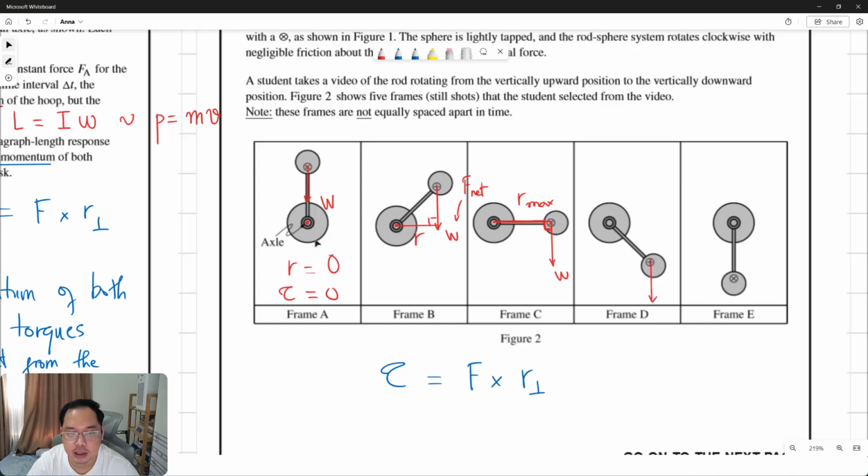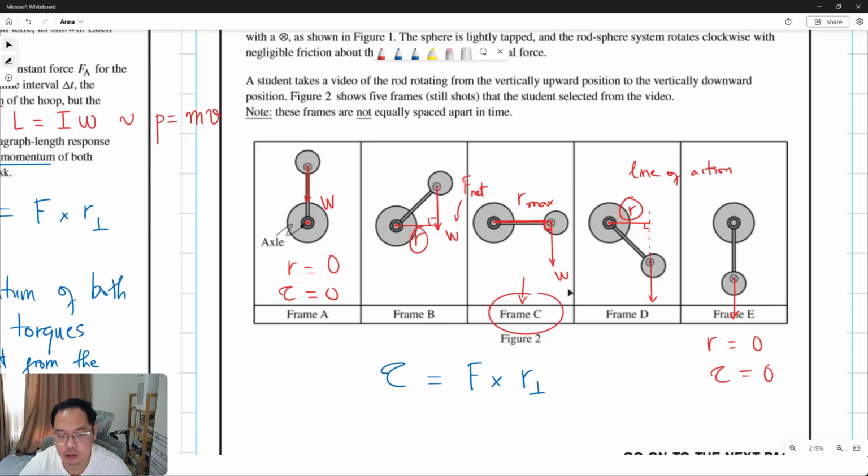You need to draw these weight W vectors equal in length. The distance is also determined from the axis to the line of action of the force, which is this distance, almost the same as this case. But this distance is definitely smaller than the maximum distance here. So the answer to this question will definitely be frame C. Similarly, for the last one, W is here, the distance is 0, and the torque is therefore 0. So the answer to question 1 is frame C.